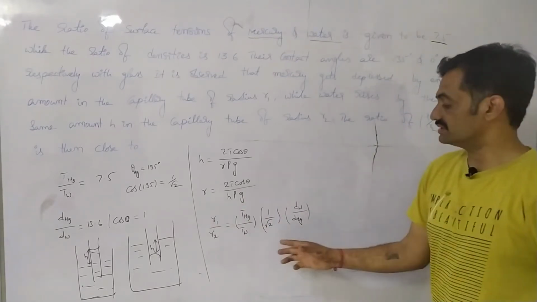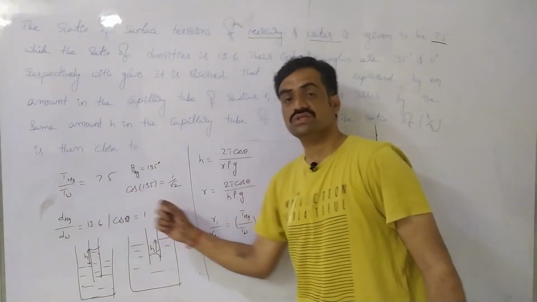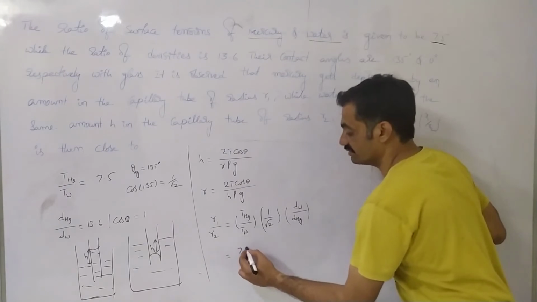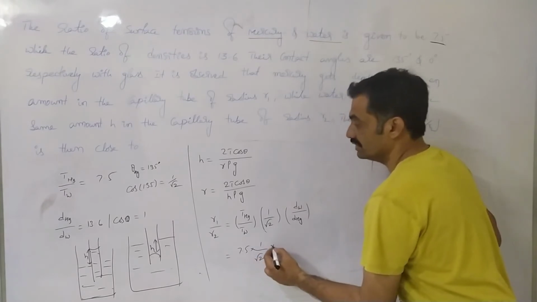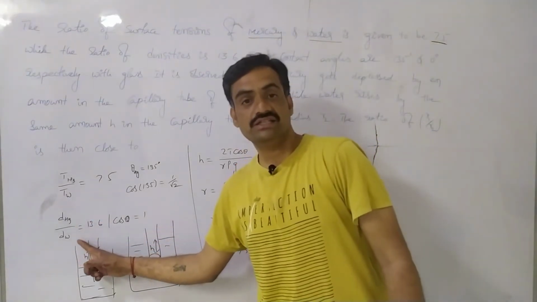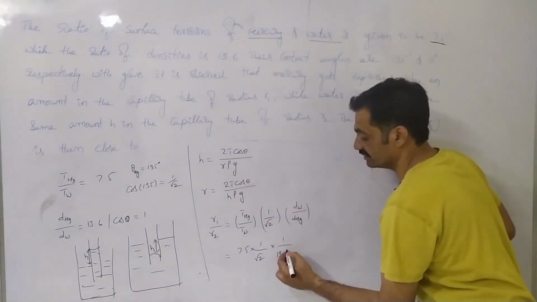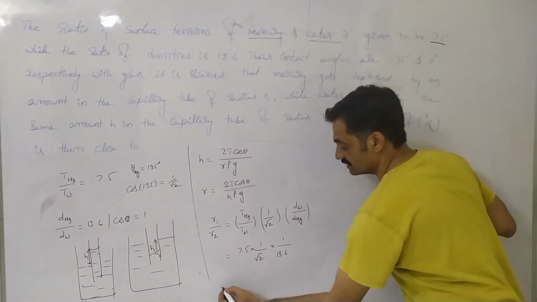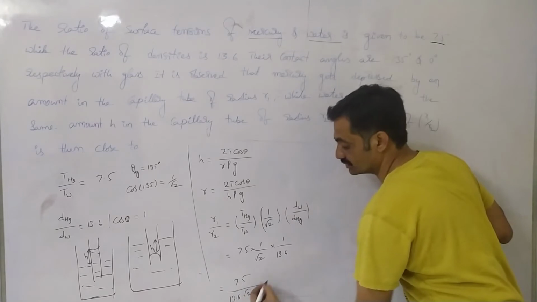Let's substitute all the values in this expression. After that, surface tension of mercury by surface tension of water is 7.5. So here we can represent it as 7.5 into 1 by root 2 into density of water by density of mercury, which is 1 by 13.6. Now observe this equation. Here we had represented it as 7.5 by 13.6 root 2.